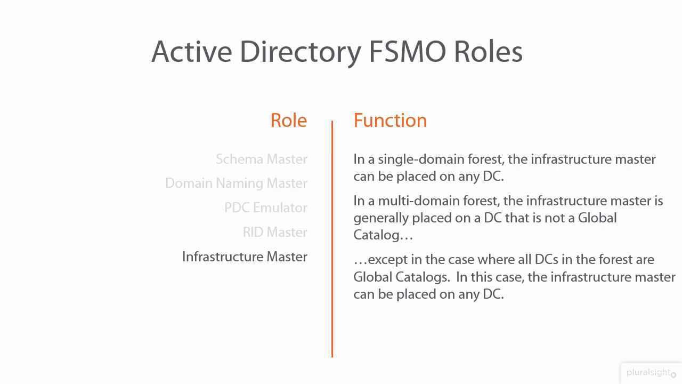In a single domain forest, so you have a single domain, single forest, the infrastructure master can be placed on any domain controller. This is the case because the infrastructure master in a single domain forest that doesn't have any connections or other domains to deal with, it doesn't have that much to do. However, in a multi-domain forest, the infrastructure master is generally placed on a domain controller that is not a global catalog, and in fact shouldn't be placed on a DC that's a GC, except in the case where all of the DCs are global catalogs. And in that case, it just doesn't matter.